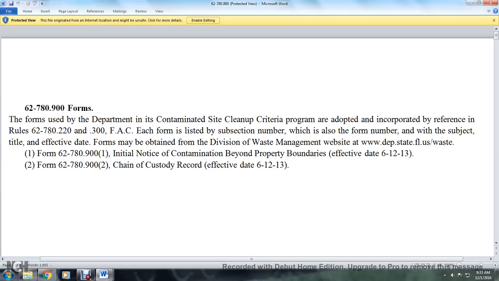62-780.900, forms for contaminated site cleanup criteria. Forms used by the department in its contaminated site cleanup criteria program are adopted and incorporated by reference in Rules 62-780.220 and 62-780.300, Florida Administrative Code. Each form is listed with the subsection number, which is also the form number, the title, and the effective date. Forms may be obtained from the Division of Waste Management at the department's Florida website. Form 62-780.901, initial notice of contamination beyond the property boundaries, effective June 12, 2013. Form 62-780.902, chain of custody record, effective June 12, 2013.